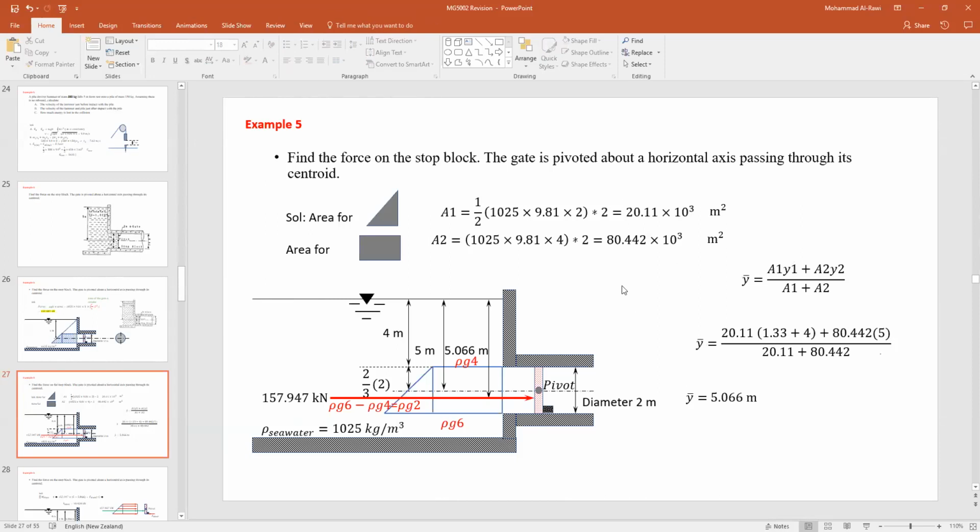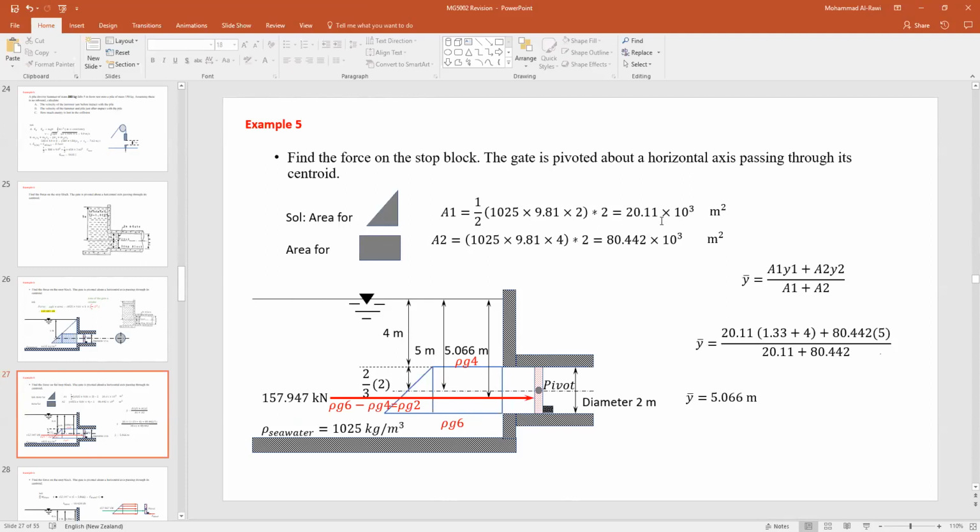I just had a mistake when I was typing this, because basically you have half of the base. So the base is rho g2 times the height. The height is the gate, so the entire diameter of the gate, which is 2. And for this shape, what you have is rho g4, which is the distance for that, times the height of that, which is 2.